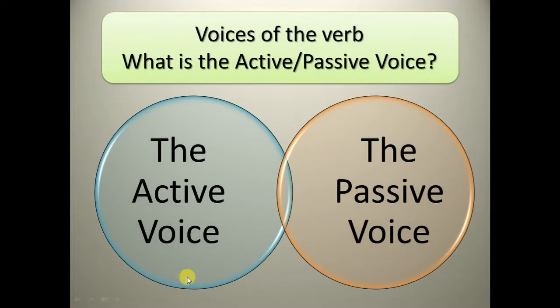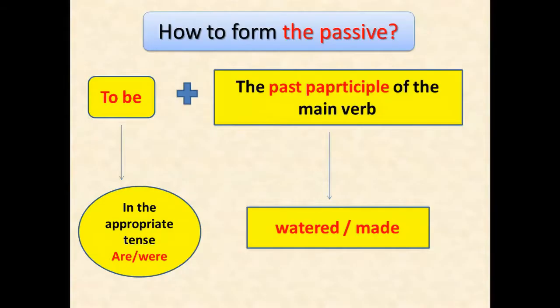The active voice means that a sentence has a subject which acts upon its verb, while the passive voice means that a subject is a recipient of a verb's action. Now you can understand better when you see the structure. So, how to form the passive?